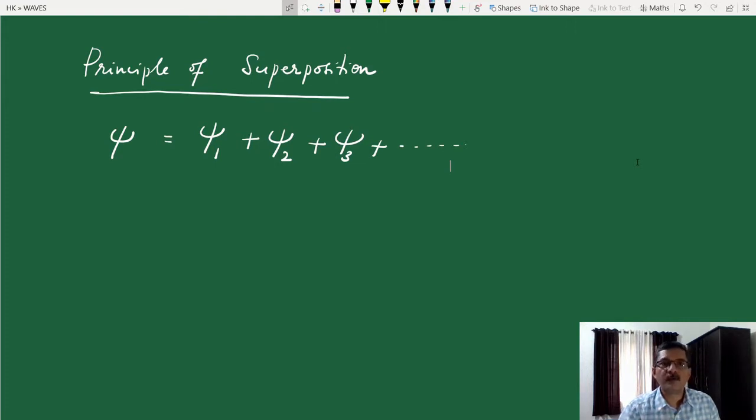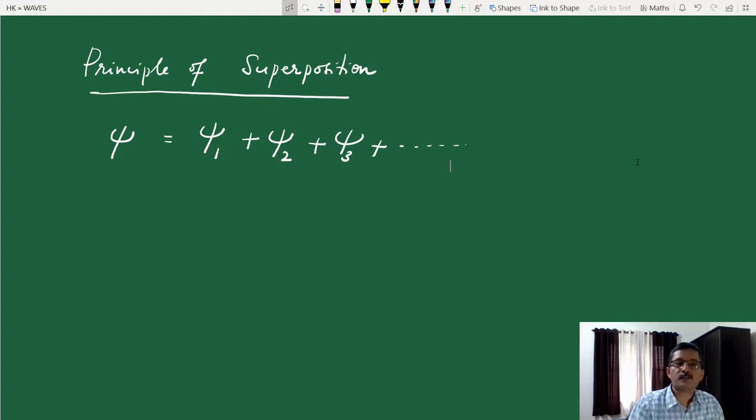In this summation, we have to take the magnitude as well as direction, because the displacement due to one wave can be in the upward direction, displacement due to another wave can be in the downward direction, or in any other direction. So we have to take the vector sum. I have not given the vector symbol here, but we have to take the vector sum. Similarly, the electric field is also a vector quantity. So in the case of different electromagnetic waves propagating through a region, the resultant electric field at any point is the vector sum of the electric fields due to individual waves.